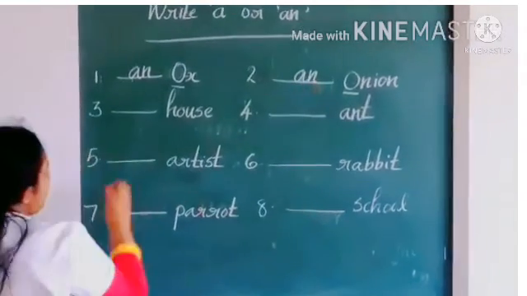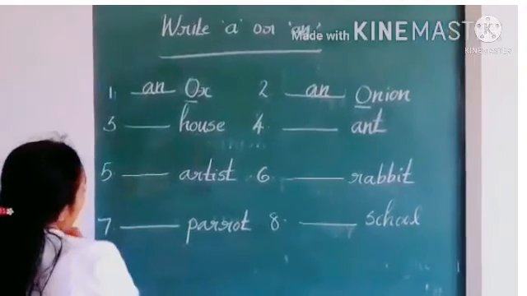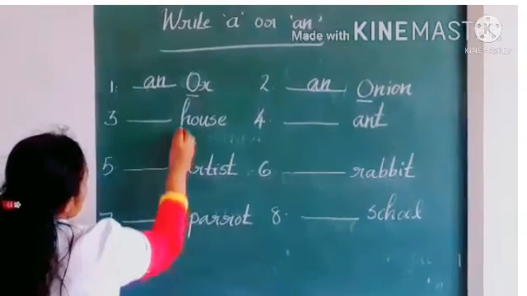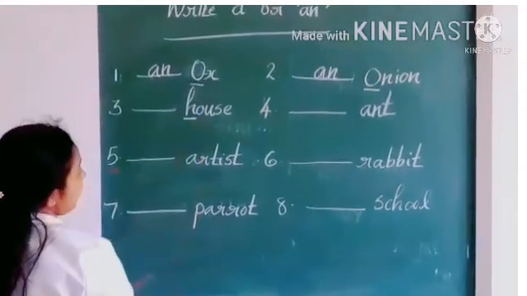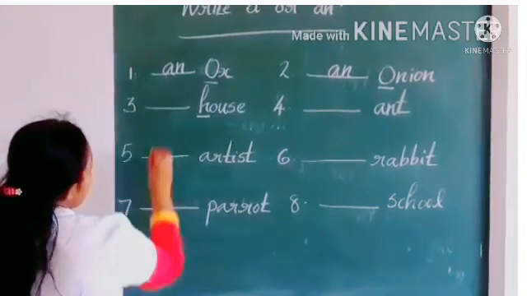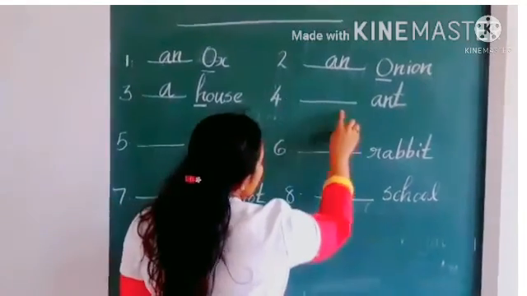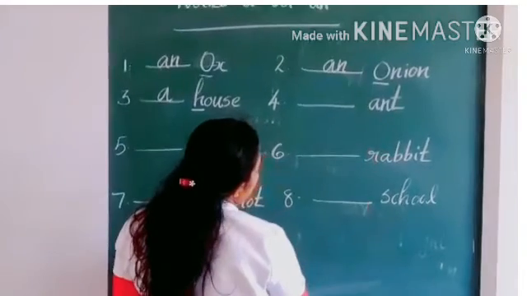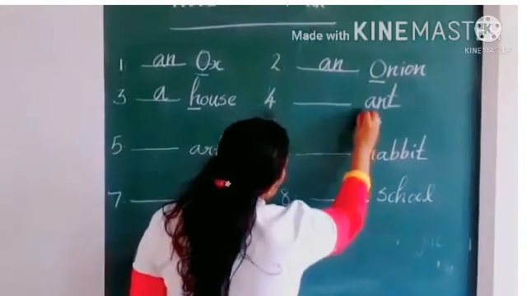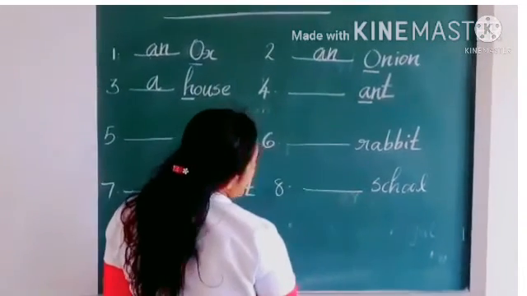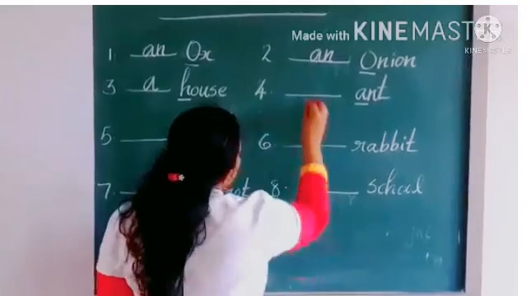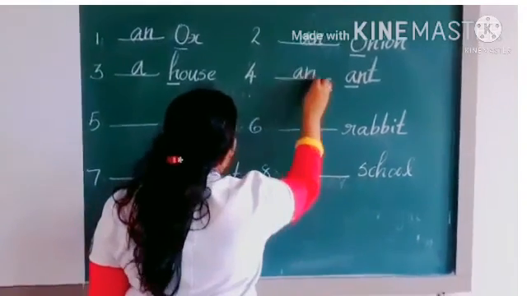And third one, dash house. House is the word starting with the letter H. H is a consonant sound. So before that we can use A. And fourth one, dash ant. Ant is the word starting with the letter A. So we said that A is a vowel. So before that we can use an.